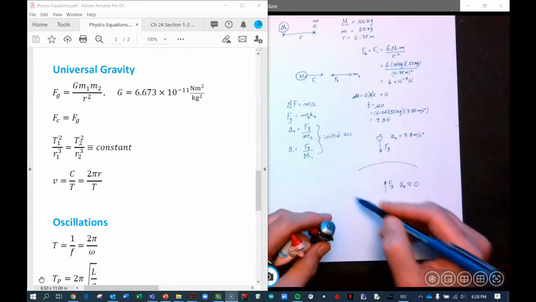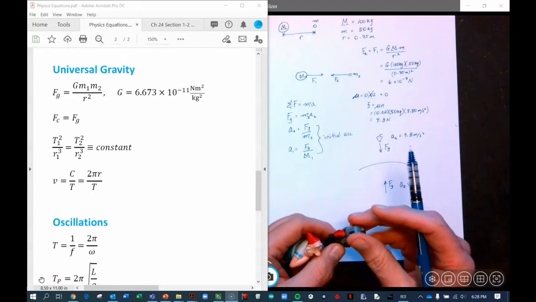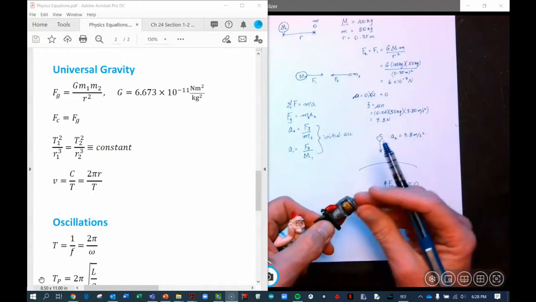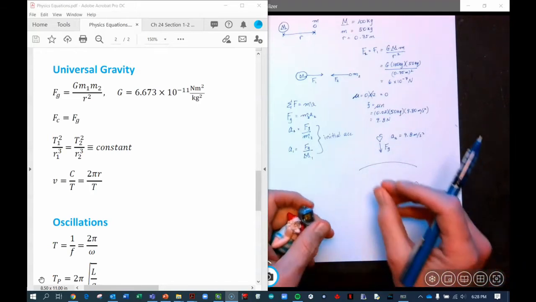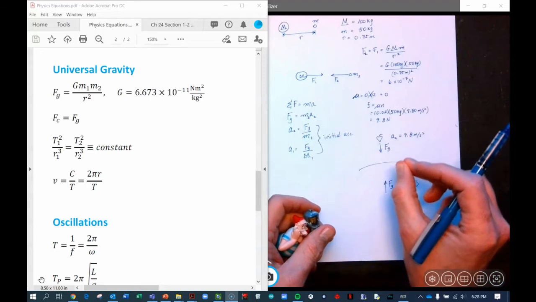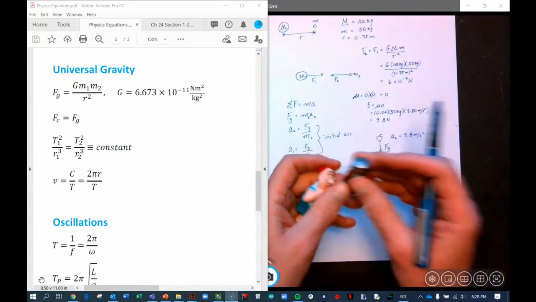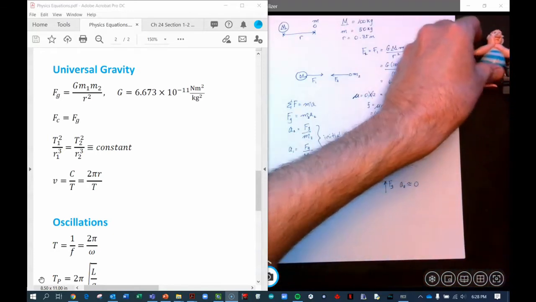That said, as the Earth pulls the moon, the moon pulls the Earth, and you can actually see the little wobble of the Earth as it goes around the sun, and that's due to the effect of the moon's gravity.